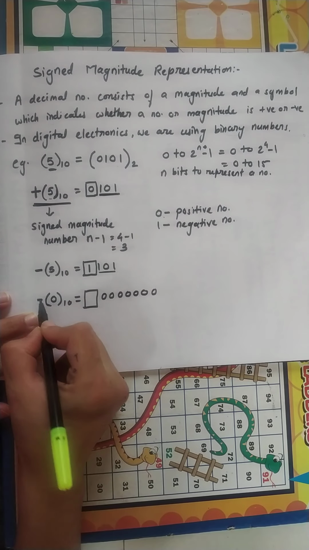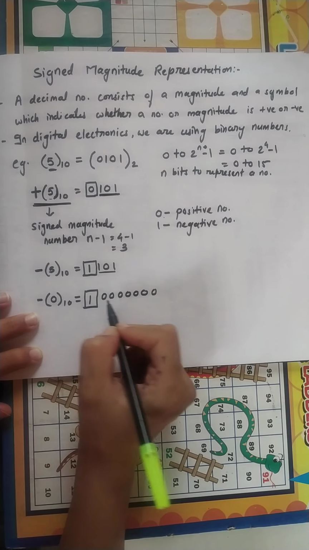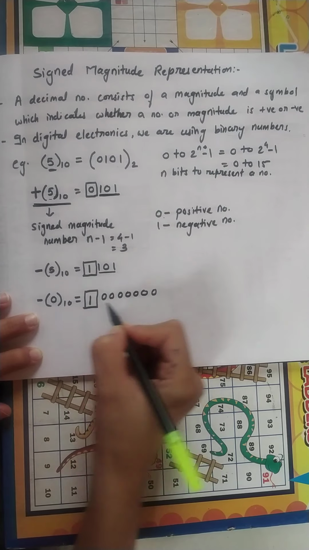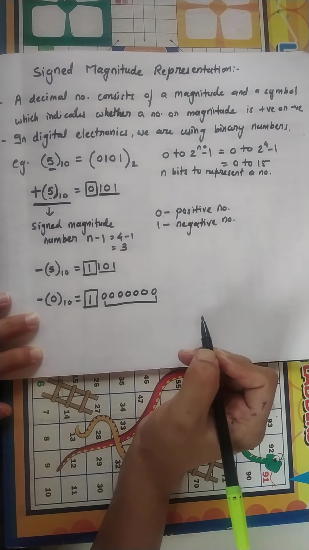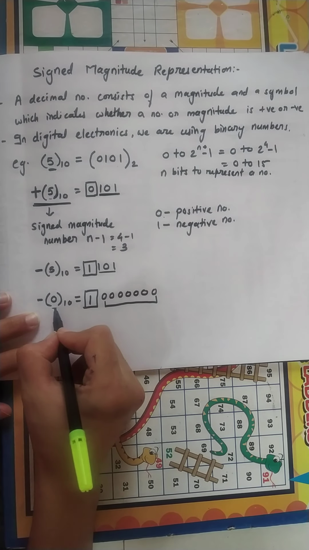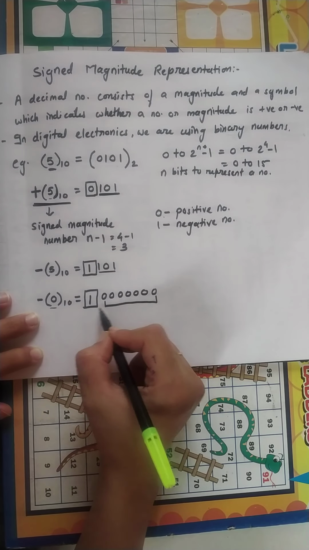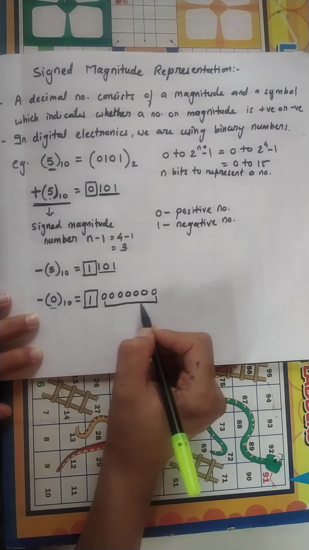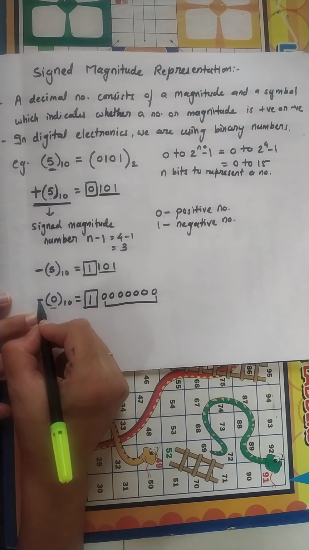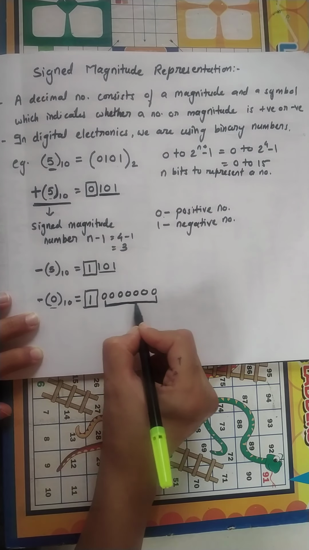So here the minus sign is there, and in a signed magnitude number, 1 is the representation for a negative number. So this 1 represents minus, and these 7 bits represent 0, right? So here I had represented the decimal number 0 by using 8 bits, right? But all 8 bits cannot be used since it is a signed magnitude number, right? Out of these 8 bits, how many bits will we use?